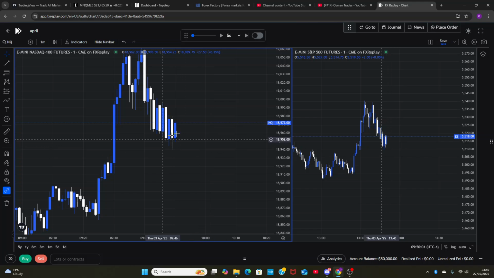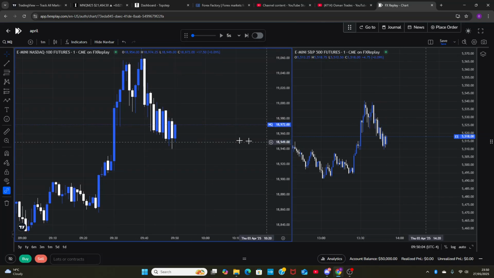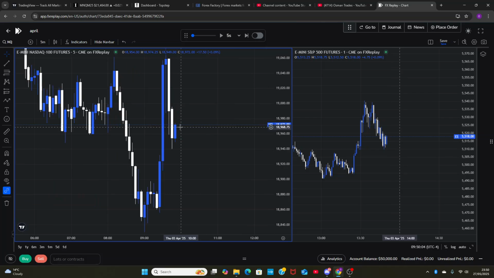Now at this point, it's just moving very wicky. Yeah, and I think the 5 minute just opened. So now let's wait for the 5 minutes. So at this point, you're confused, right? You're like, we're just going up and down like a piano. Literally like a piano. So you have to just wait for this 5 minute rebalance.